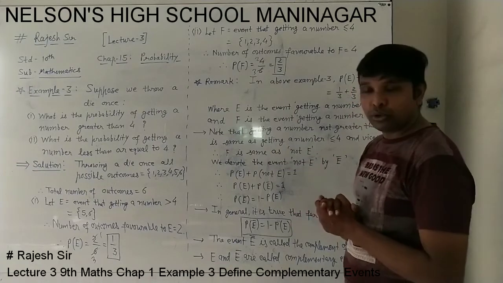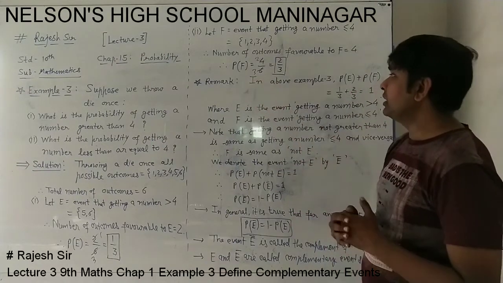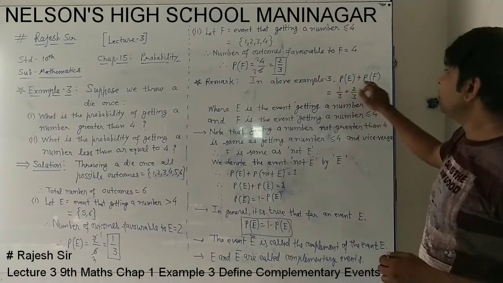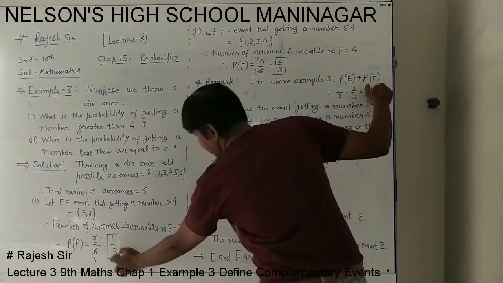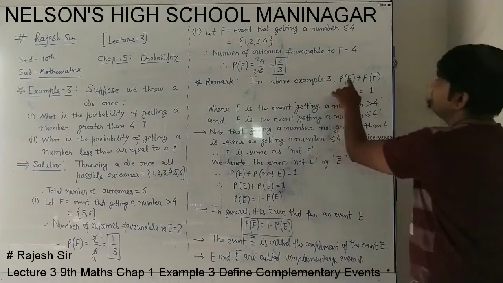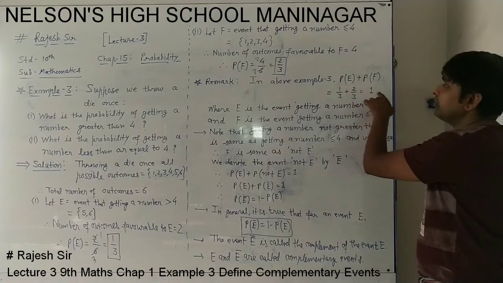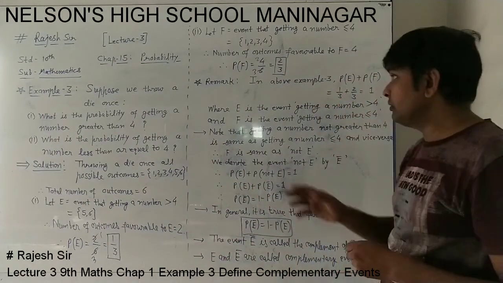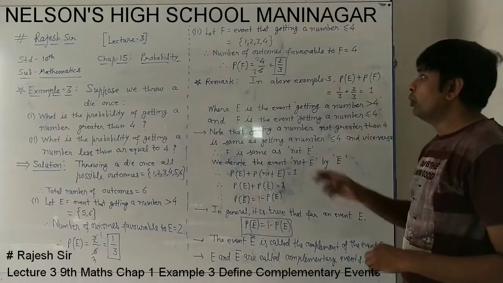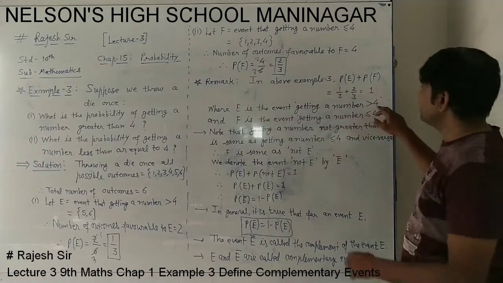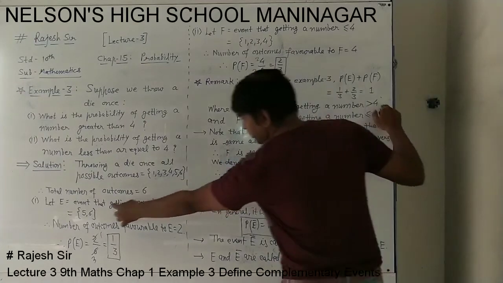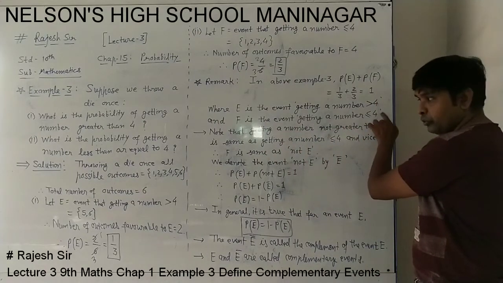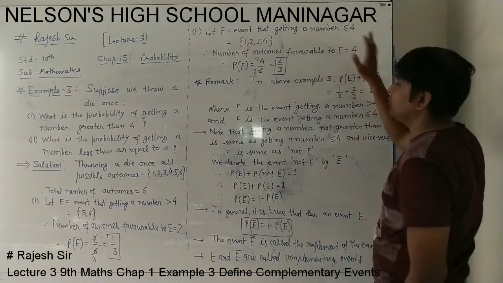Now something we have to notice from this example, as a remark we have written here. In the above example 3, if you see P(E) plus P(F), P(E) is 1 by 3 plus P(F) is 2 by 3. 1 by 3 plus 2 by 3, 3 by 3 will be 1. The sum of the probabilities of both the given events is 1, where E is the event of getting a number greater than 4, right? And F is the event of getting a number less than or equal to 4.